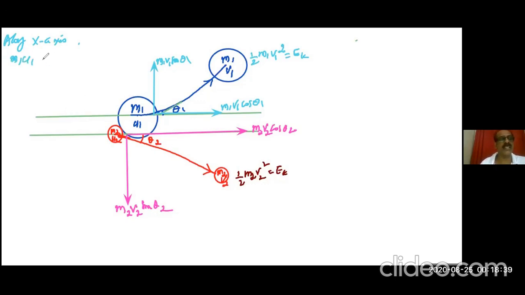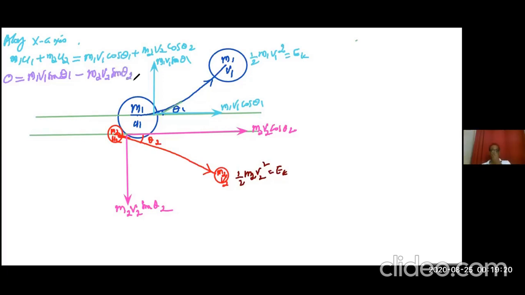Along x-axis, before collision it will be m1u1, this is coming along the x-axis, plus m2u2. Both are on the x-axis. That's equal to, after collision, m1 v1 cos theta 1 plus m2 v2 cos theta 2. Along y-axis, no linear momentum, so along y-axis this becomes 0. And after collision, m1 v1 sin theta 1 minus m2 v2 sin theta 2 downward, because they are opposite.